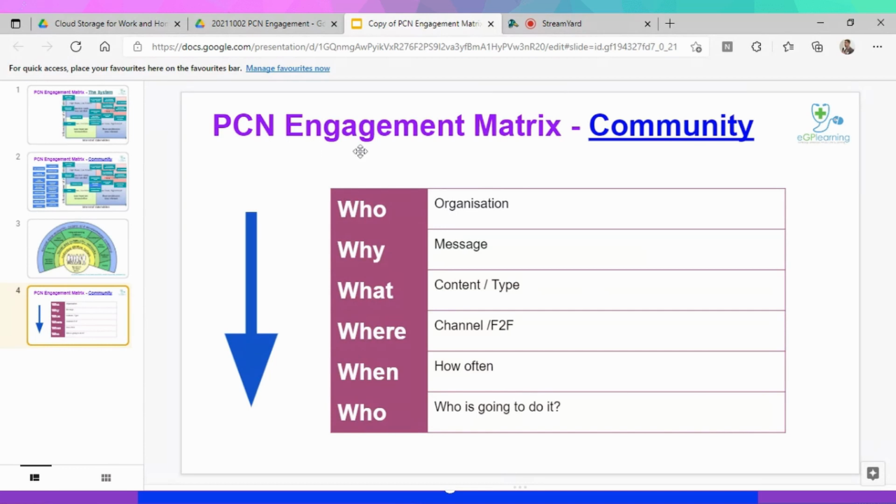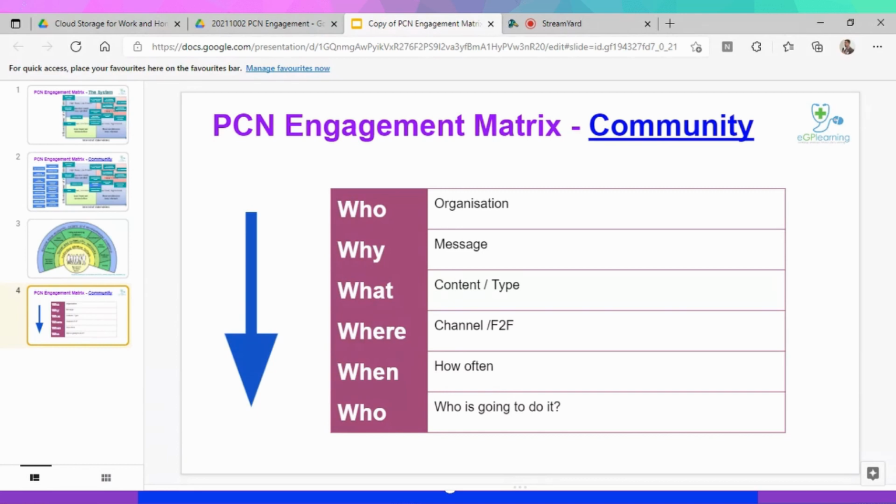How do we want to engage? What's the purpose? It's often helpful to think about this: who, why, what, where, when, and who. Again, a matrix. So who is it? Who's this organization or group that you want to engage with? Why do you want to engage with them? What's the message? What's the purpose of engaging with them?